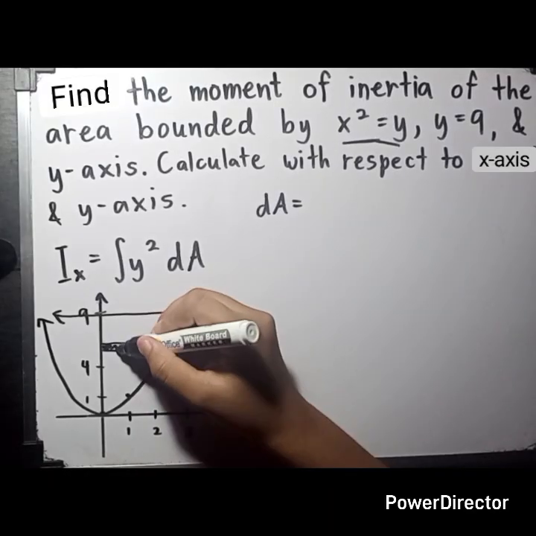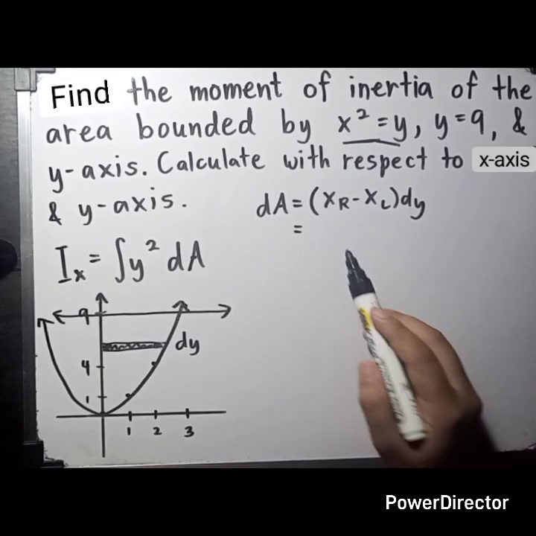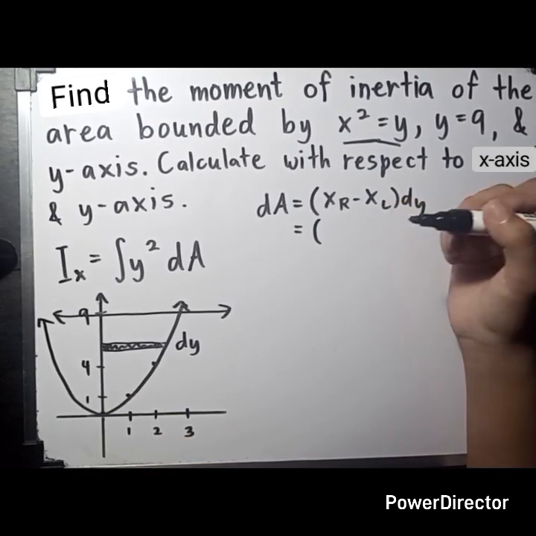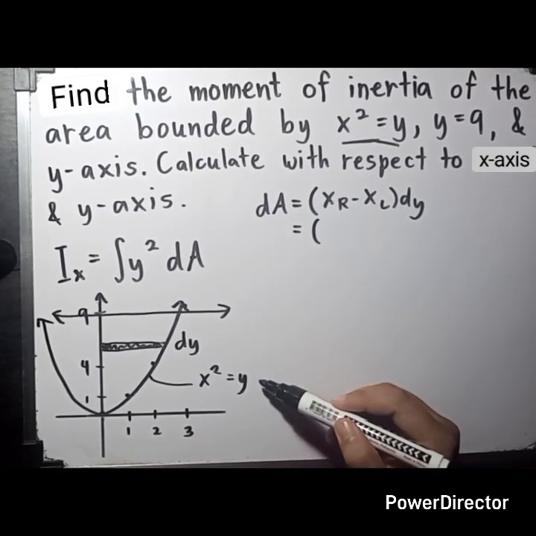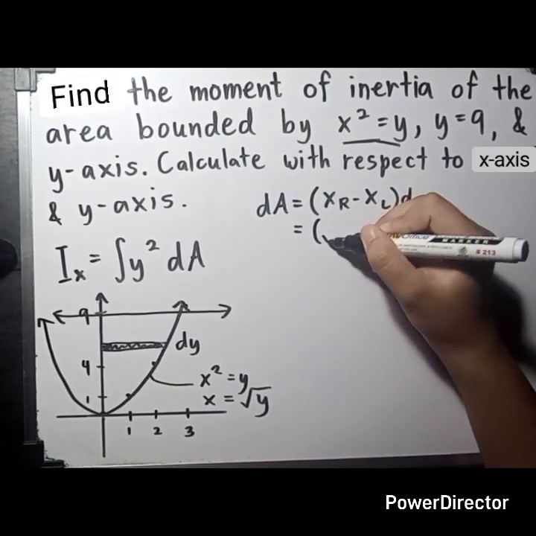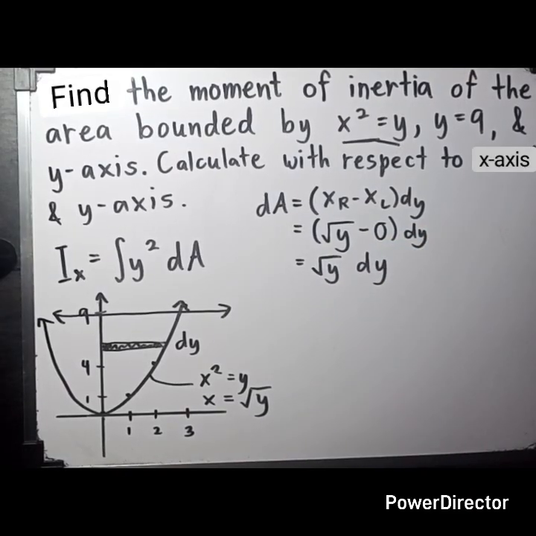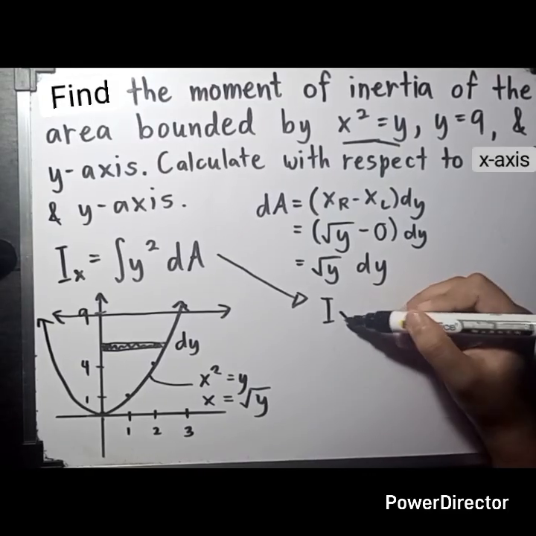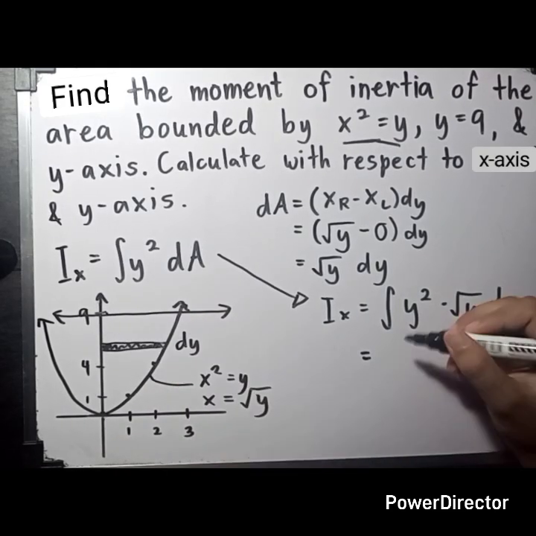Then we have the dA from taking a horizontal strip. Then it is a quantity of x right minus x left times dy. Then input in terms of y. Our x right is the parabola function, which is equivalent to square root of y. And our x left is the y-axis, so it means it is 0. Simply, our dA is the square root of y dy. Now we can apply the formula to find the moment of inertia with respect to the x-axis.